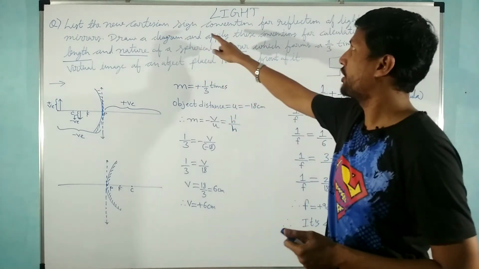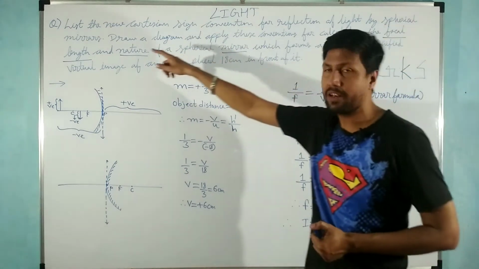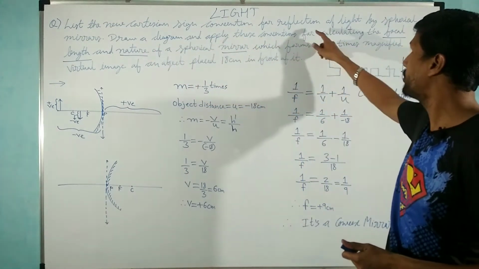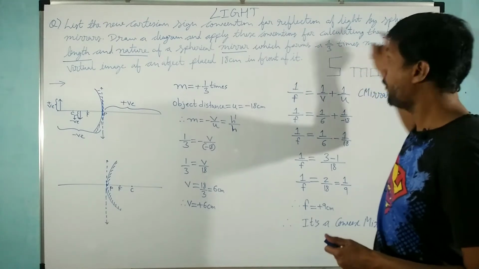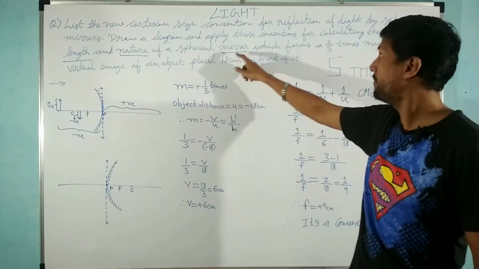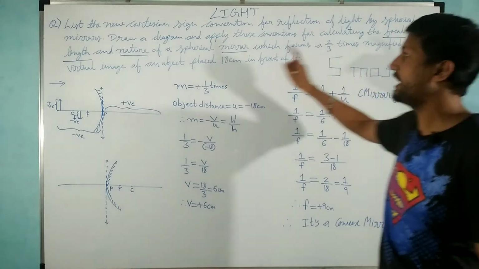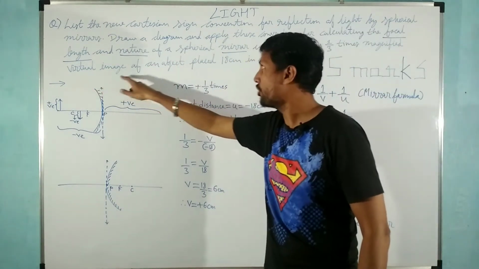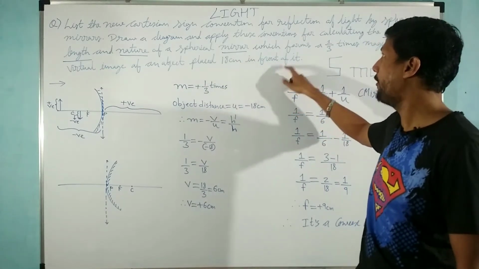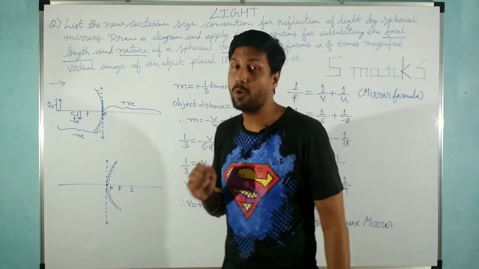List the new Cartesian sign convention for reflection of light by spherical mirrors. Draw a diagram and apply these conventions for calculating the focal length and nature of a spherical mirror, which forms a 1/3 times magnified virtual image of an object placed 18 centimeter in front of it. So this was the question asked for 5 marks in the board exams.